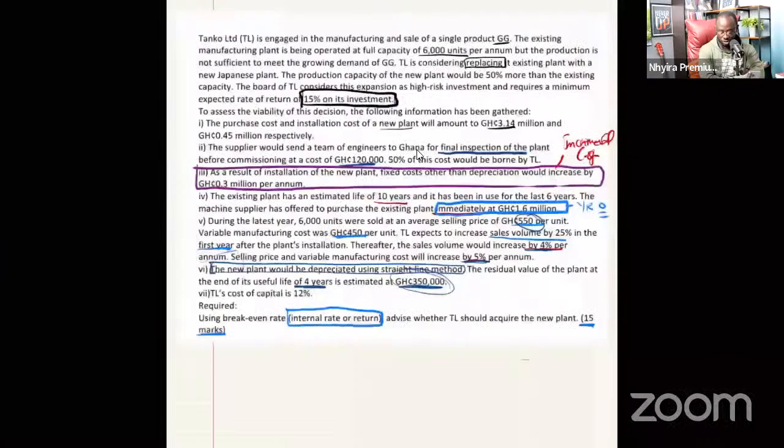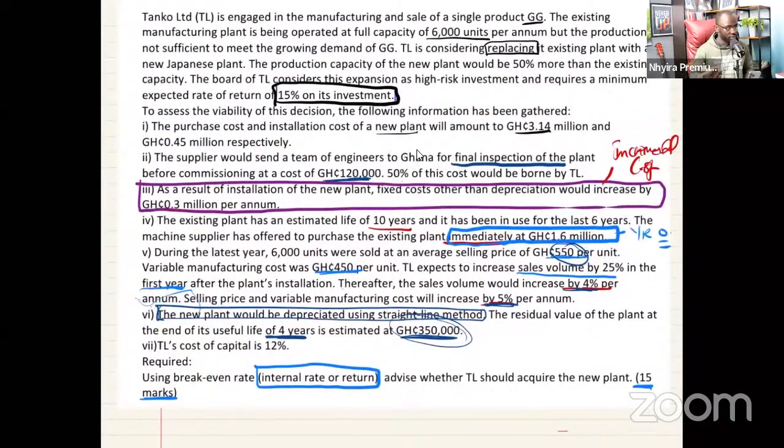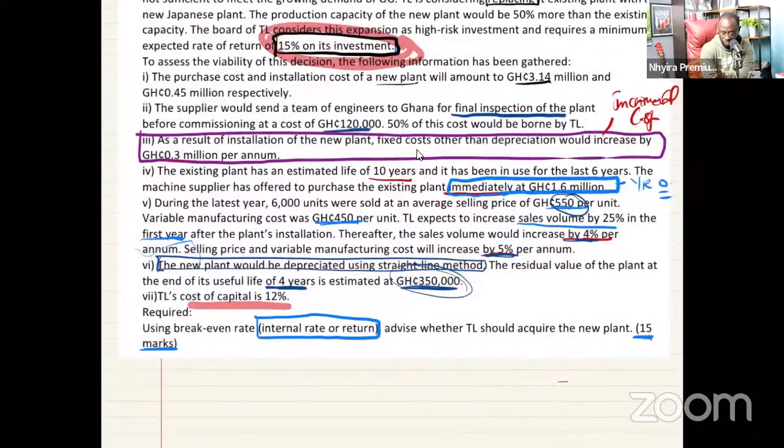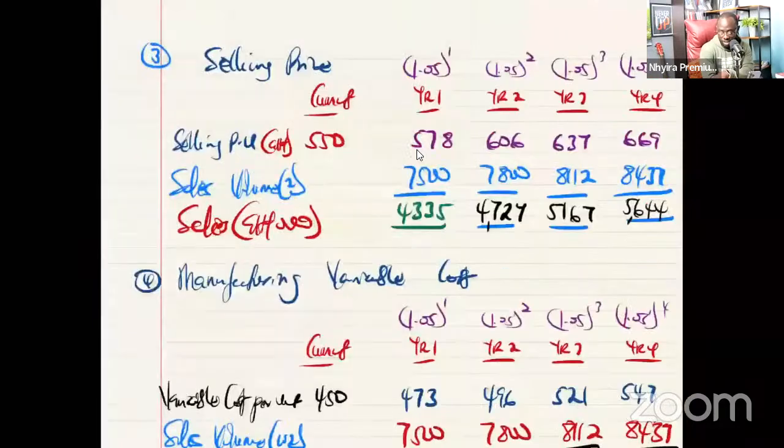The company's cost of capital is, okay, so they said in this question that the investment should have a minimum of 15%. But then the examiner is generous to give us a cost of capital of 12%. So because we have been given the cost of capital of the company, we can start with that. The cost of capital of 12% is given, so we can start with that, and then we'll make the necessary adjustments if we have to.